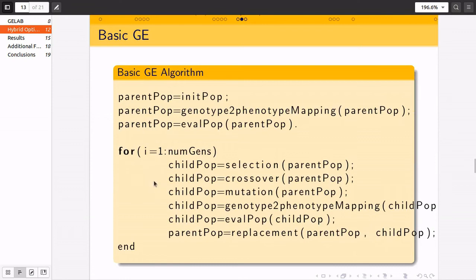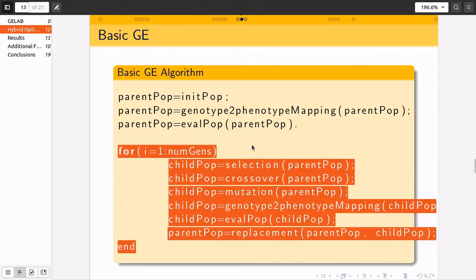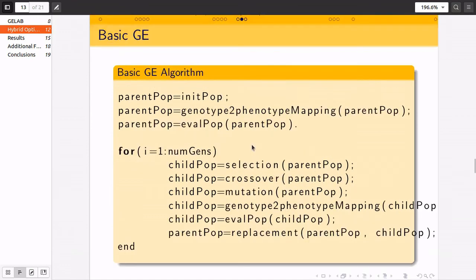and over here I'm just going to go through the basic GE algorithm, in which initially we initialize a parent population, and then over here we have the typical steps of a genetic algorithm, which are actually also followed by grammatical evolution as well. So over here, initially we perform selection, and then we do crossover and mutation.